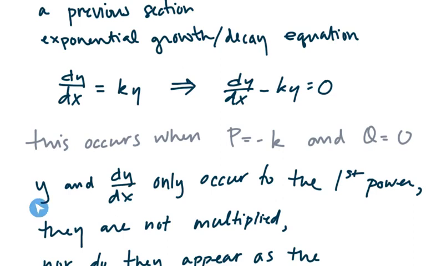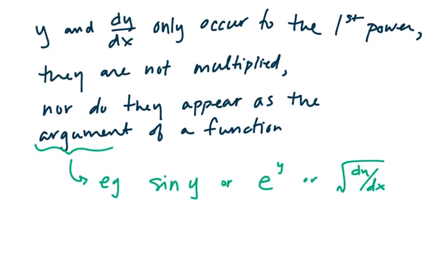You want to notice that your function and your derivative are only occurring to the first power. In order for us to use these rules, they're also not multiplied, and they also don't appear as the argument of a function. So that means y can't be in the argument of sine or the argument of the exponential or under a radical, and that goes the same for the derivative.